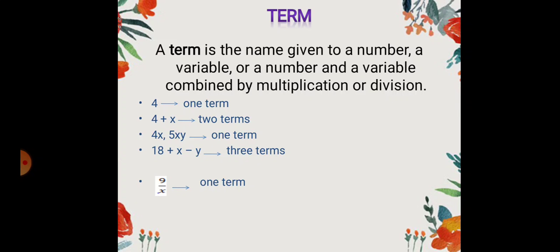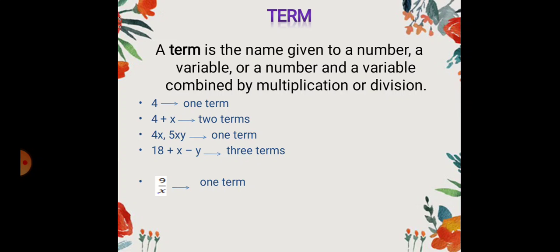The second one I have given as 4 plus x. So 4 and x, there are two terms, and we have given a basic operation, plus. The third one, 4x. So 4x is a number and a variable. 5xy, again we have combined a number and a variable, so it is one single term. It's not two terms.